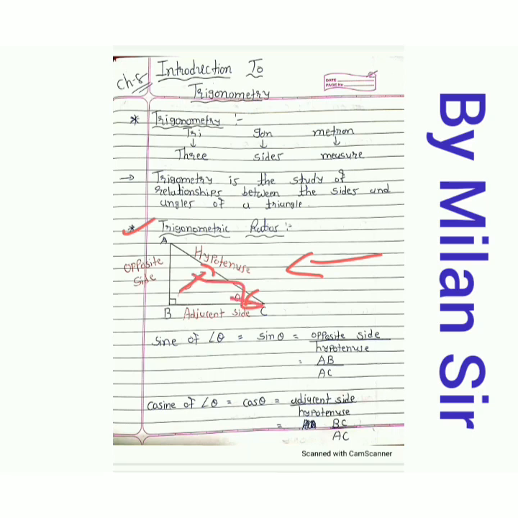So for angle theta, this is opposite side. Side opposite to theta is called opposite side, and this is my adjacent side. Side adjacent to theta is called adjacent side. So total three things: opposite side means AB, adjacent side means BC, and hypotenuse AC.